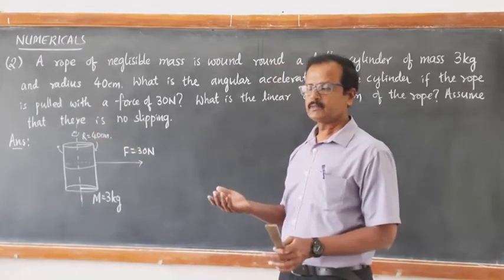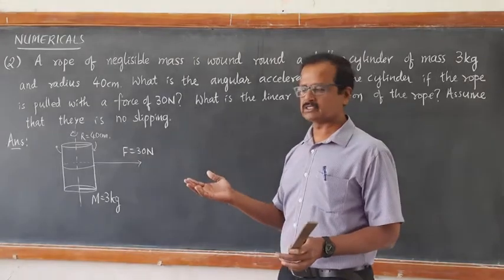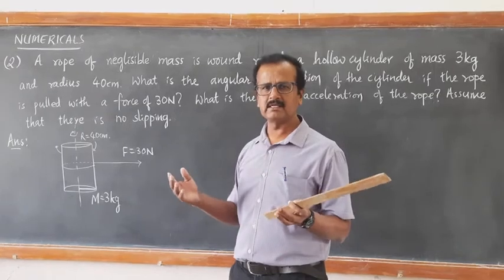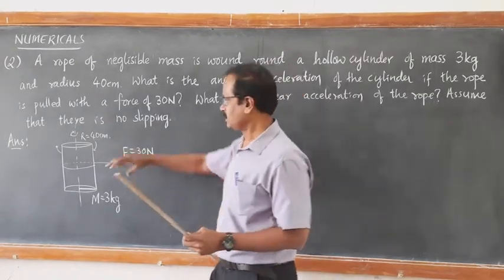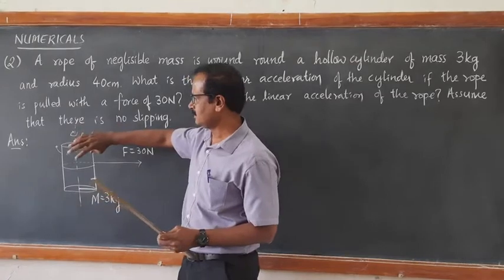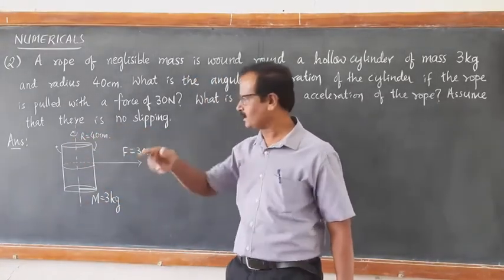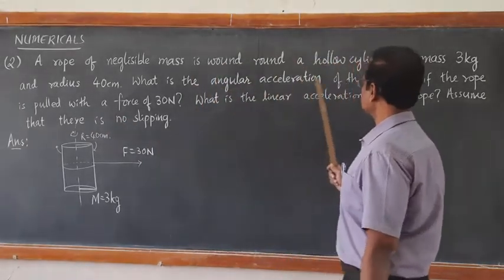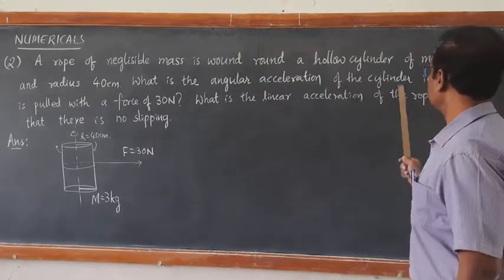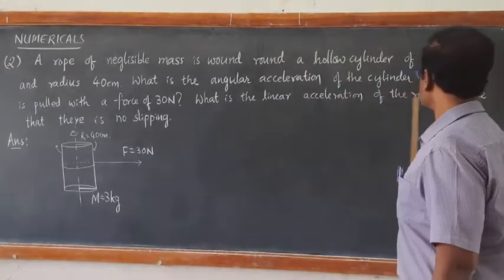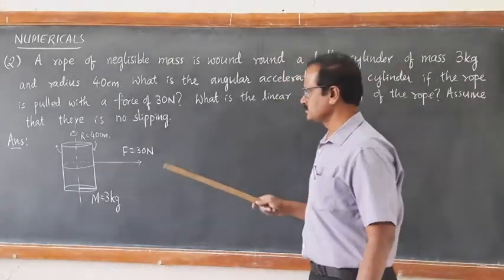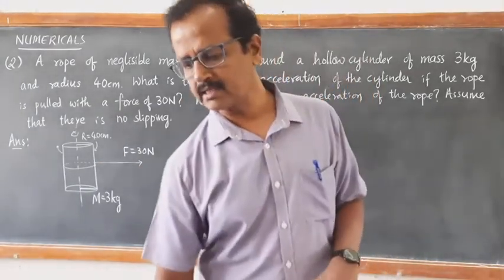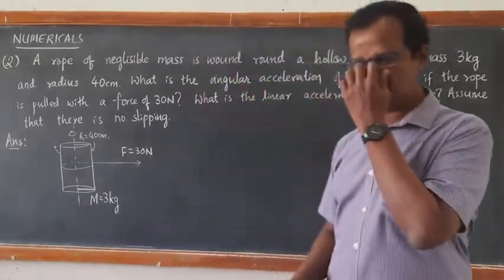Initially, before pulling, the cylinder is at rest, and the moment you pull it, it will be exerted by a tangential torque. As a result of the tangential torque, the cylinder starts rotating. So what is the angular acceleration of the cylinder? And what is the linear acceleration of the rope when you pull it with 30 Newton force? There are two parts in this. Let us solve the first part.